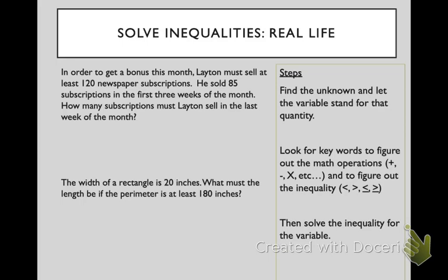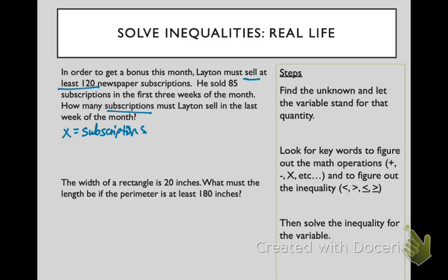If you look at the steps, you want to find the unknown and let the variable stand for that quantity. What we don't know is how many subscriptions Leighton must sell in the last week of the month. So we'll let x equal subscriptions. You can use whatever variable you want. I'm just going to use x.